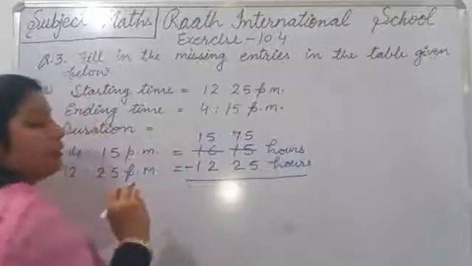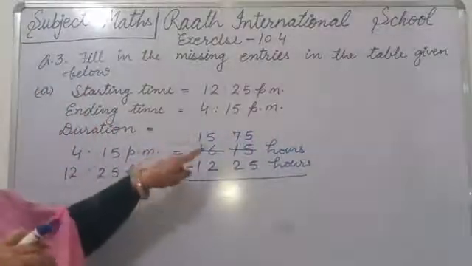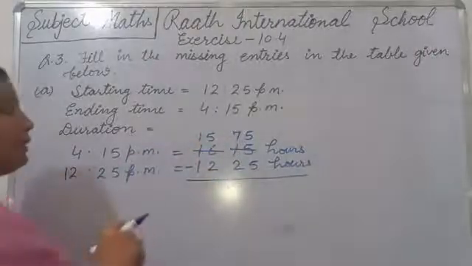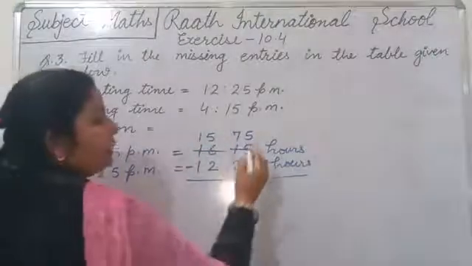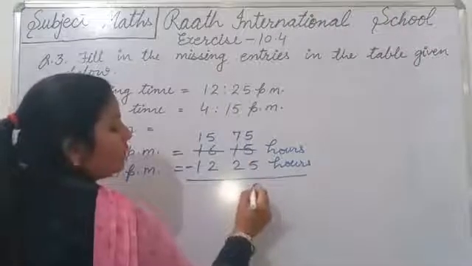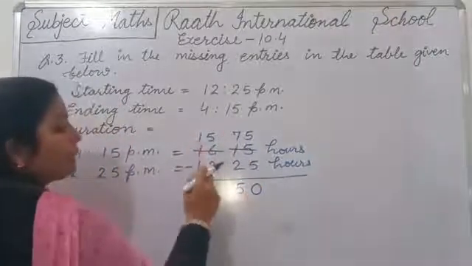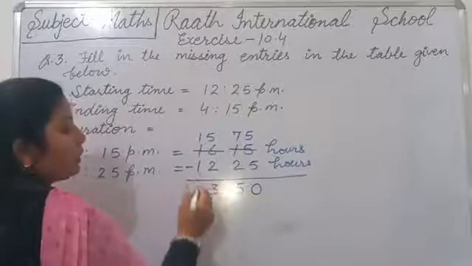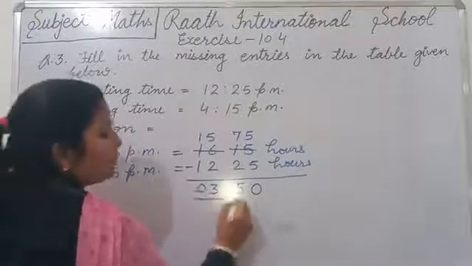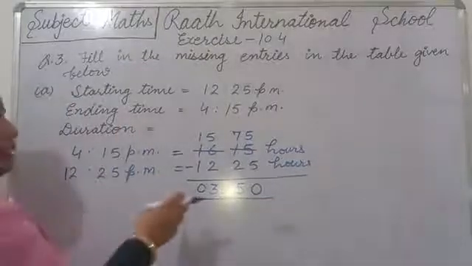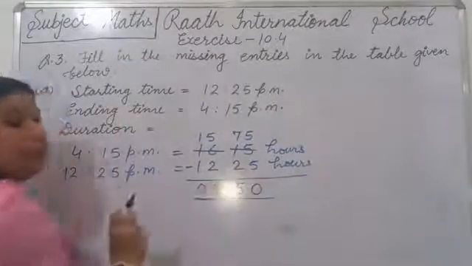Okay. Because 60 we take from the hour and 15 is already here, so it's become 75. Now we can do subtraction. 5 minus 5, 0 and 7 minus 2, 5. Now 5 minus 2, 3, 1 minus 1, 0. That means duration always comes in the hours and minutes. So 3 hours and 50 minutes.